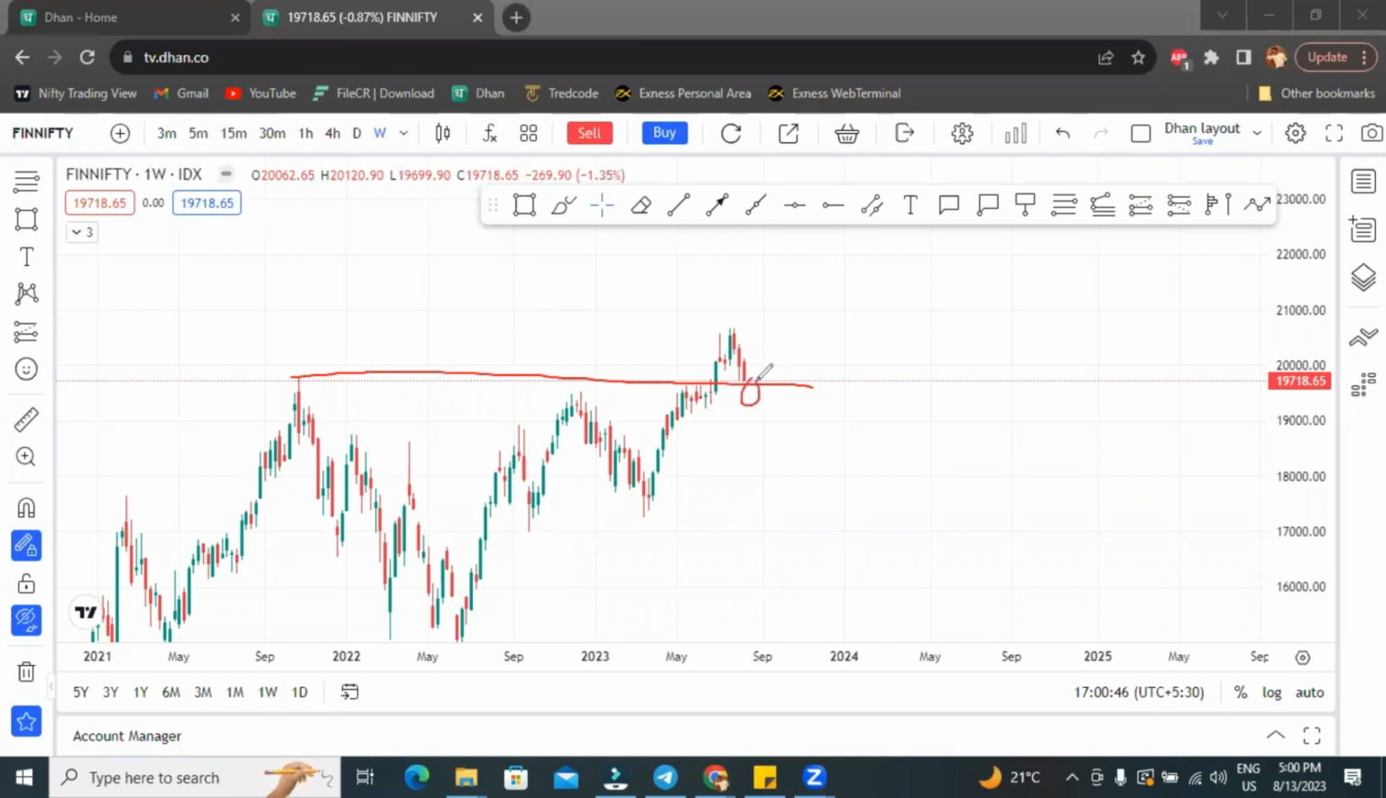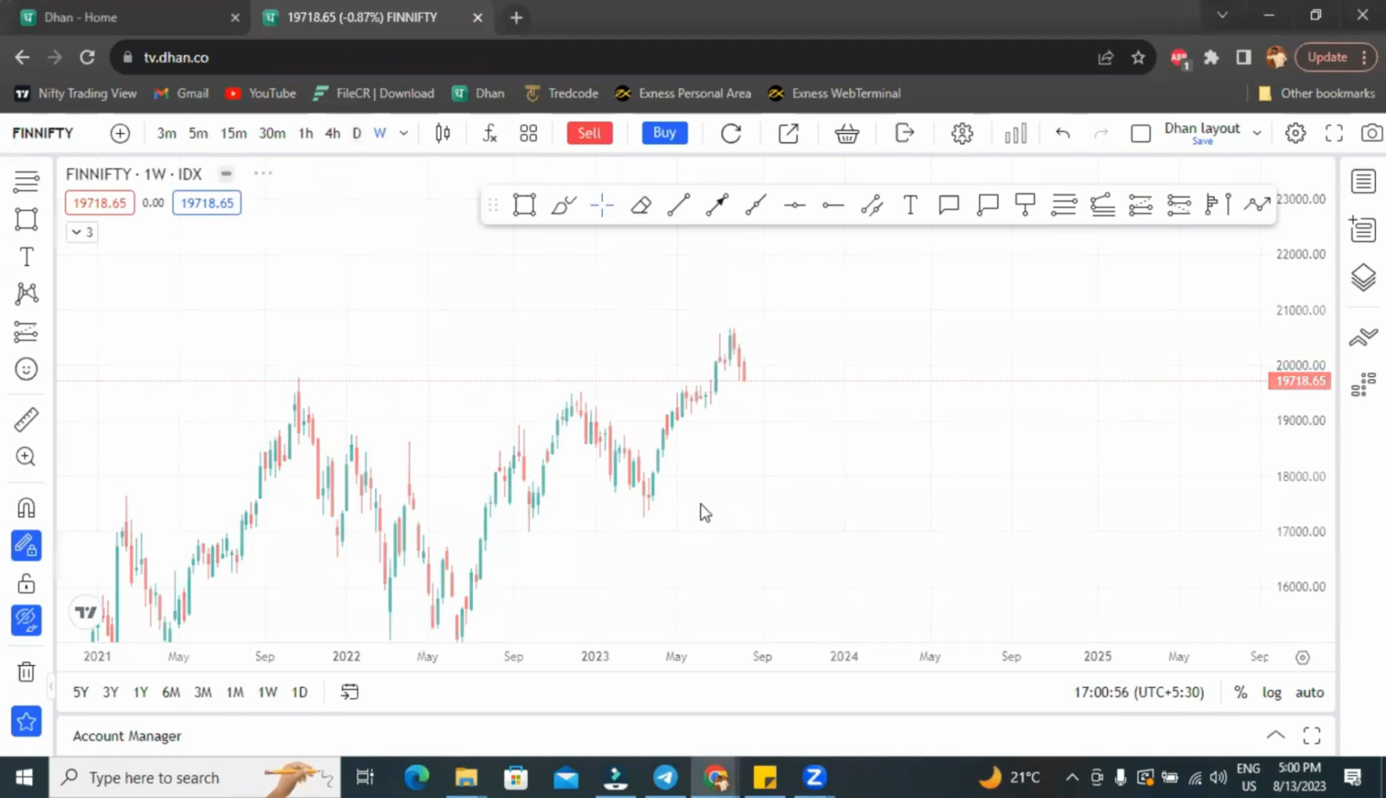So if we get any bullish pattern over here, then we can plan small bullish trades till the 20,000 area as well, which is almost 3,000 points away from present price. Okay, let's go to the daily time frame to get more insights.